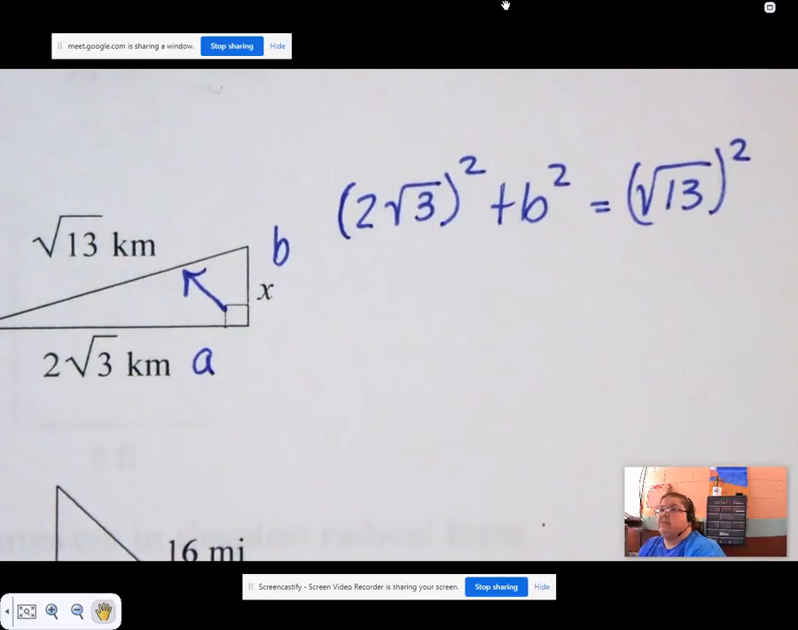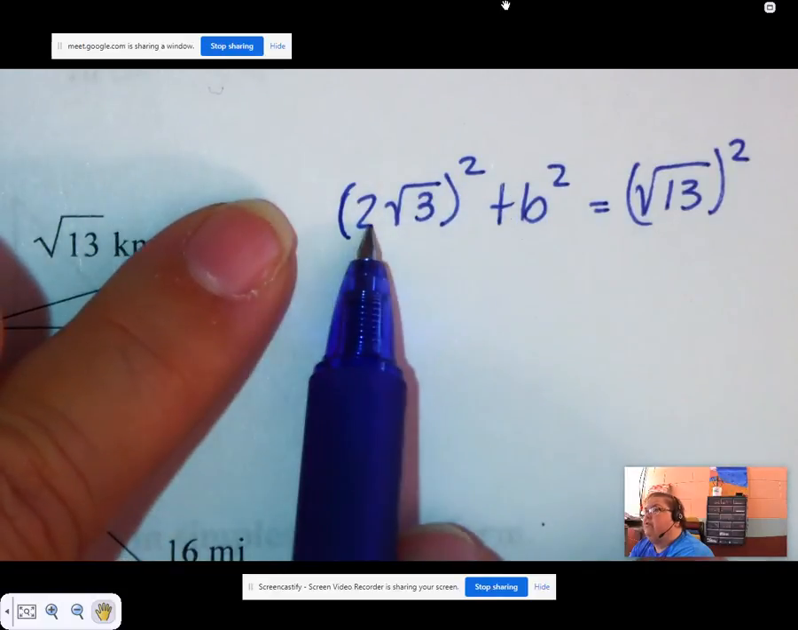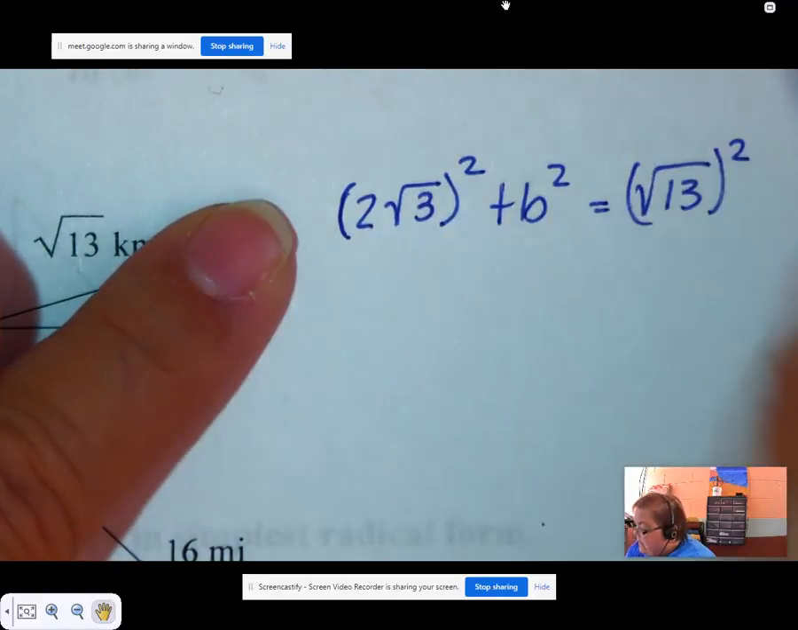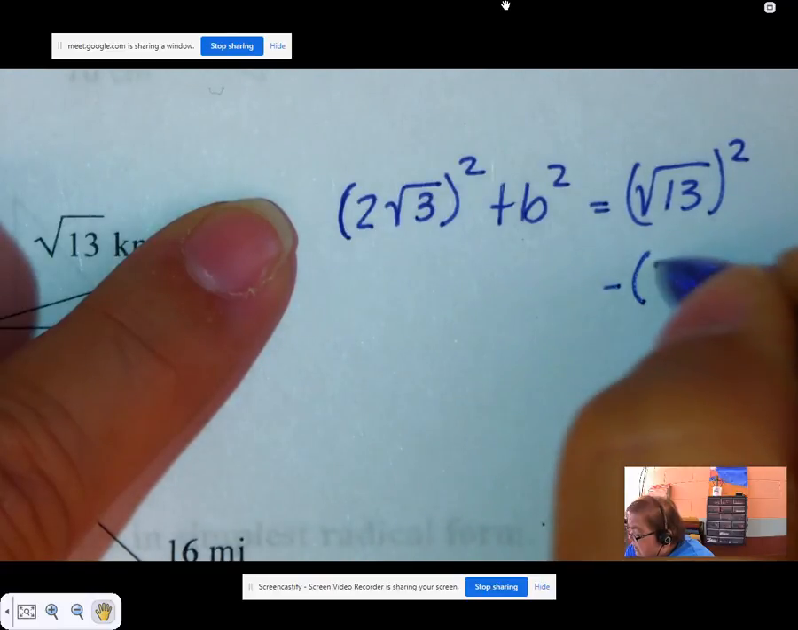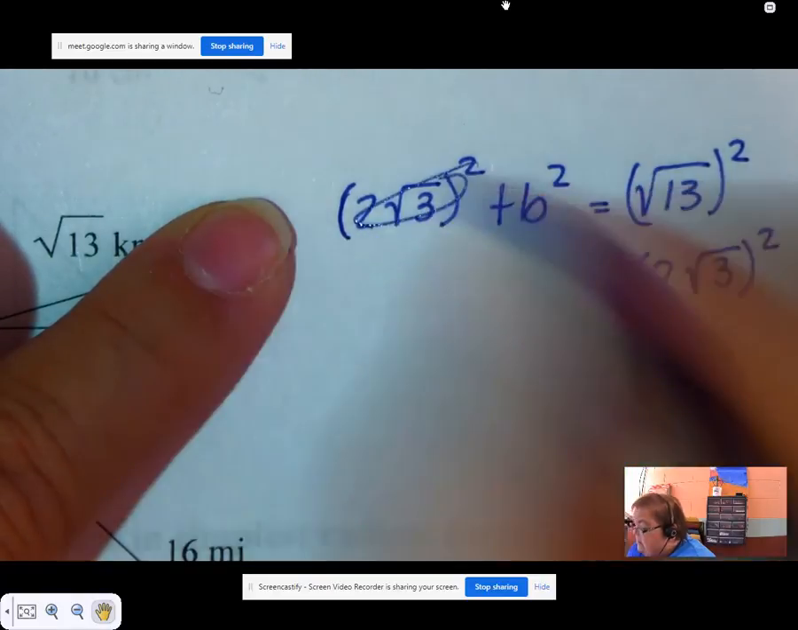Any questions about the placement? A squared plus B squared equals C squared. Now, in order to solve for this B squared, or to get it alone, what do I have to do with this 2 root 3 squared? Subtract it from the other side. 2 root 3 squared. Now that's a 0.